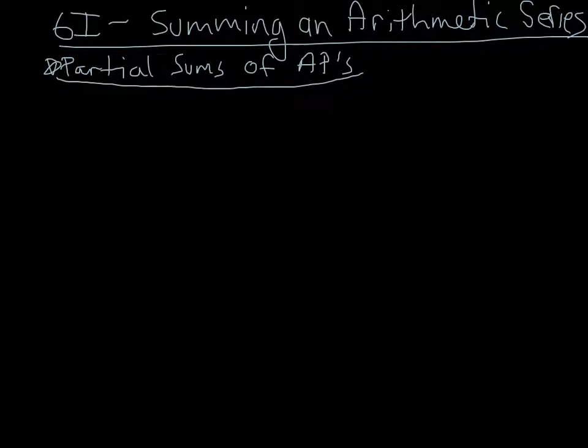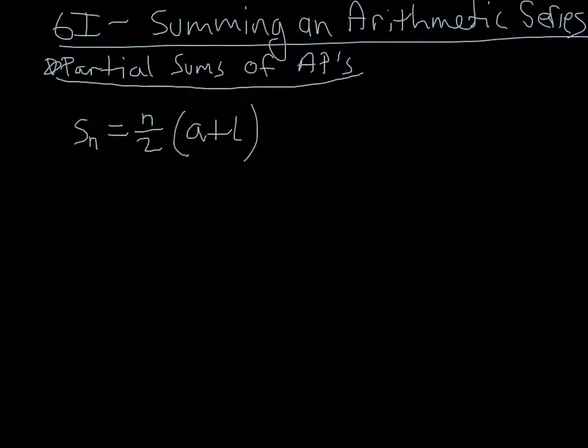amount of terms. So we might add up the first 5 terms, we might add up the first 10 terms, we might add up the first 100 terms, something like that. Okay, so that's why we call them partial sums. Now there's 2 formulas that we use to do this, and I'll just go through these now.